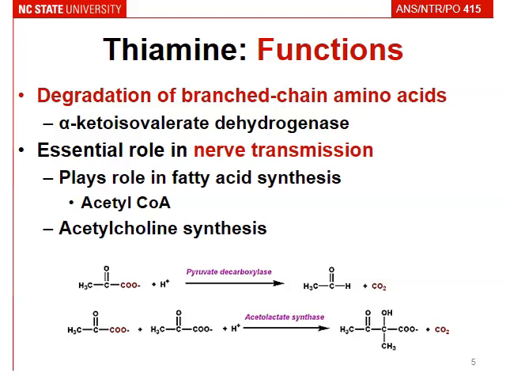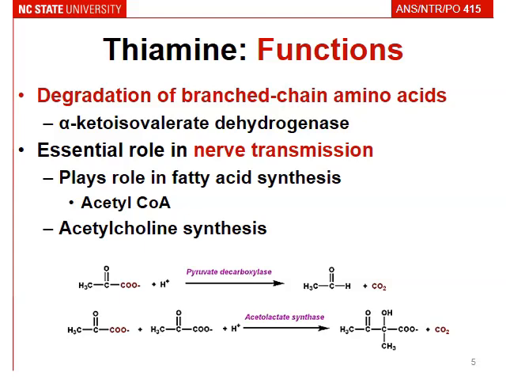It plays a critical role in fatty acid synthesis, so we need it for the formation of acetyl-CoA. In addition, we need it for the synthesis of acetylcholine. And if you remember, acetylcholine is a neurotransmitter for the parasympathetic.